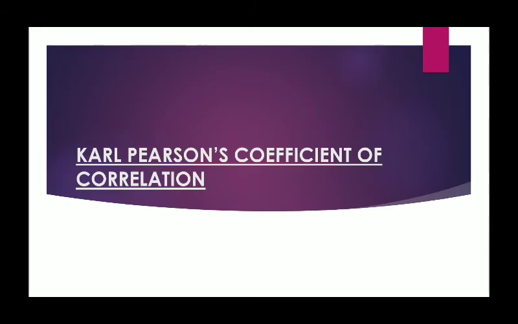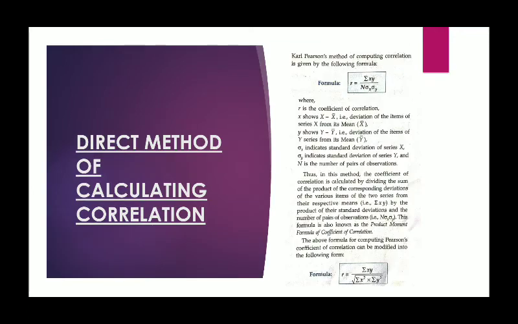The first one is Karl Pearson's coefficient of correlation. Previously we discussed the scatter diagram method, which only showed the existence of correlation and direction of correlation, but it does not quantify the extent of correlation. So Karl Pearson's method helps us to calculate the exact value of the correlation coefficient for the two variables. Under this method, there are different cases. The first one is the direct method.